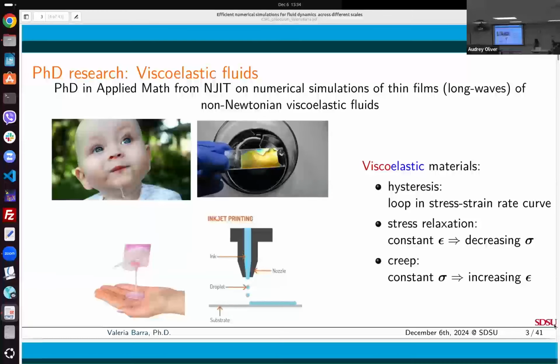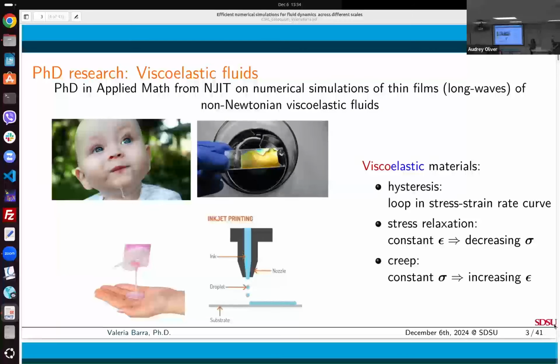Viscoelastic materials behave a little bit unintuitively relative to other more common fluids that we find in our everyday life, like water, which is inviscid, or honey, which is a viscous fluid. They are characterized by three main material properties. They show hysteresis, which means a loop in the stress-strain rate curve.